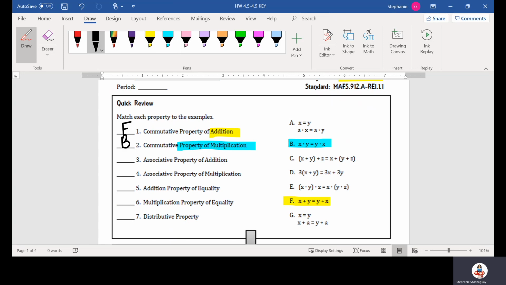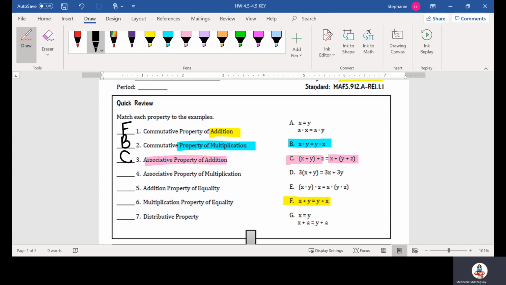Number 3, the associative property of addition. That means that if one number or letter is associated inside the parentheses, it can be associated with a different number inside the parentheses as long as they're still adding. So we're looking at the association property, which just means that x, y, and z in this case are being associated with different numbers when they are added. So that is C.